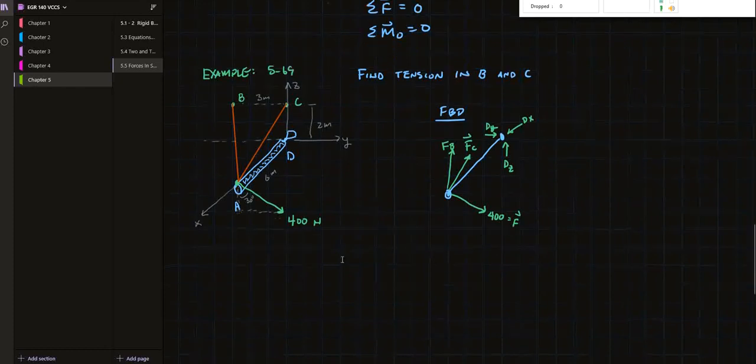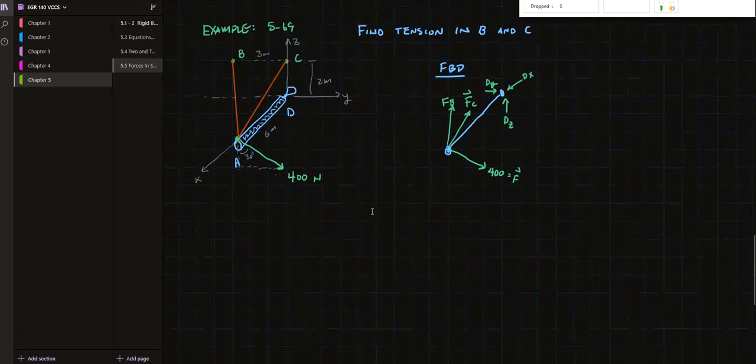So first things first, let's calculate FB and FC. So we're going to do this with our force vector FB. This is what we're trying to calculate anyways. FB, we're going to multiply this by a position vector and divide it by the magnitude. So this will be multiplying FB by a unit vector, essentially.